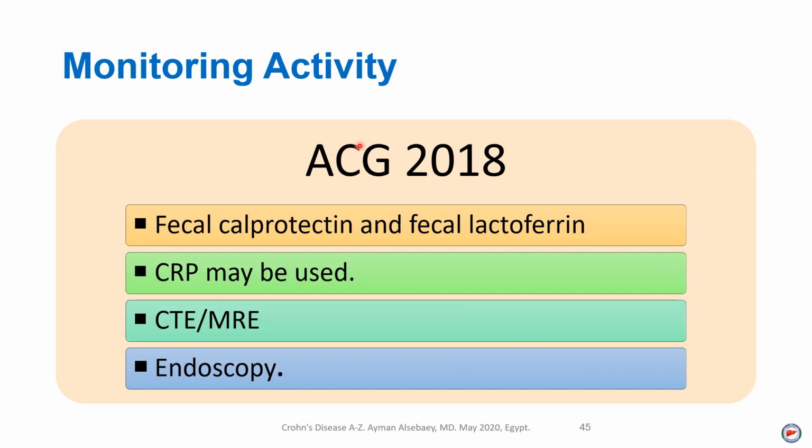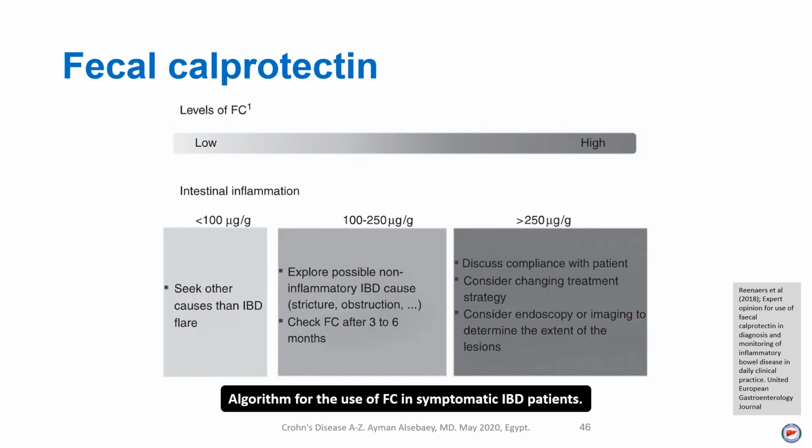How do I monitor the disease? ECG is the only one who gives this parameter. You can monitor the disease using fecal calprotectin and fecal lactoferrin. You may use CRP, CTE or MRE, and endoscopy. Okay, monitoring activity, the ECG is the only one who had given recommendations.